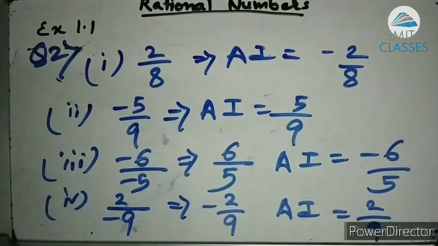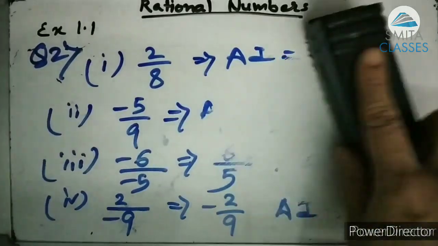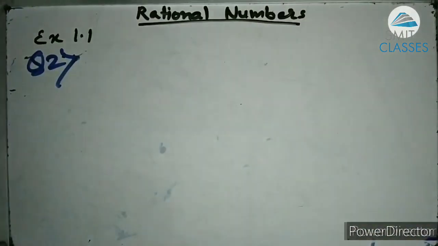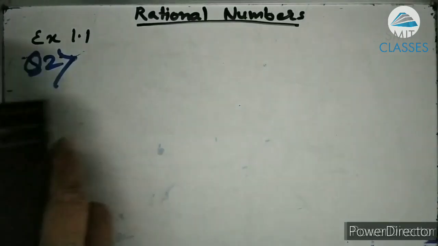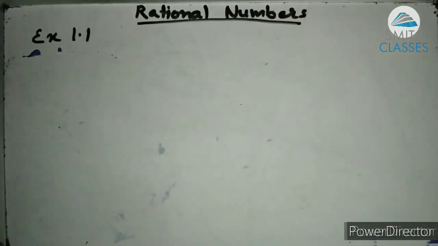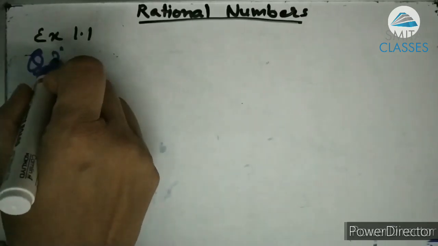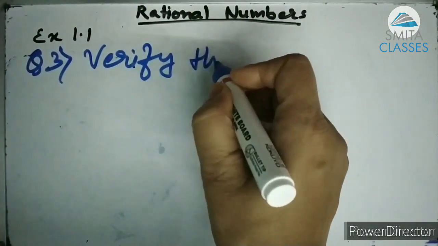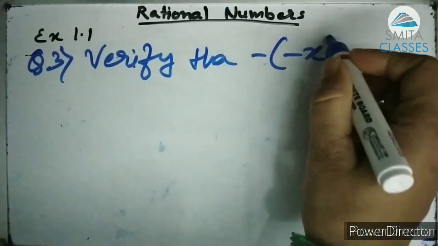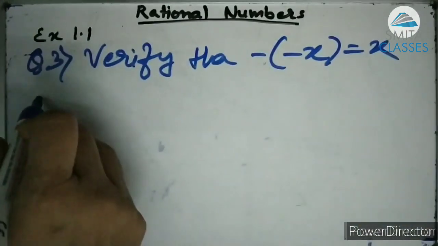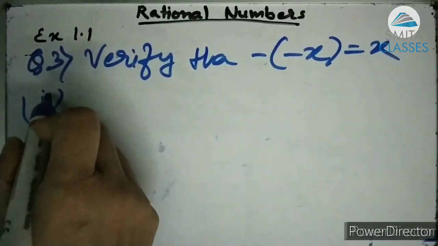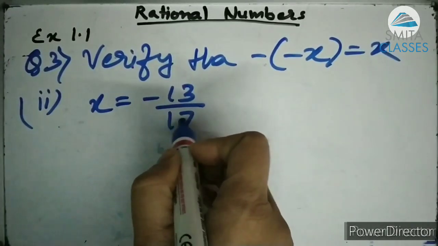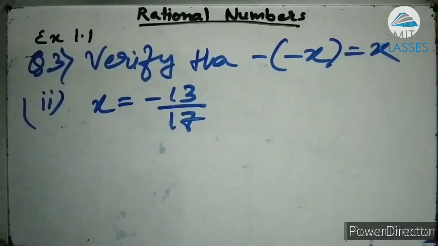Now I go to the third question of exercise 1.1 of the NCERT book. In the third question, they are asking to verify that negative of negative x is equal to positive x. Let's see, the second bit I am doing. x is given as minus 13 by 17.